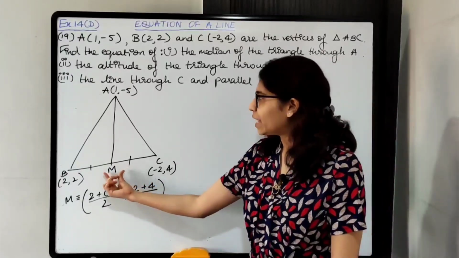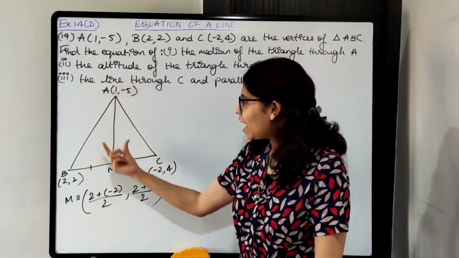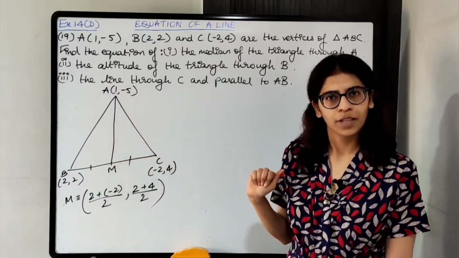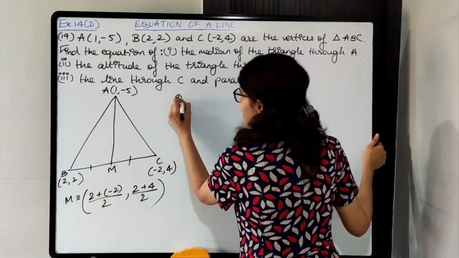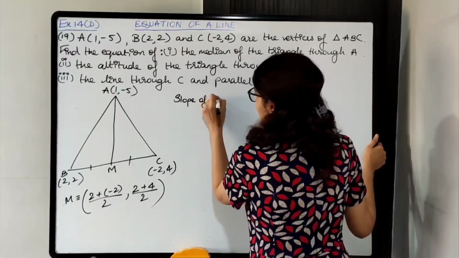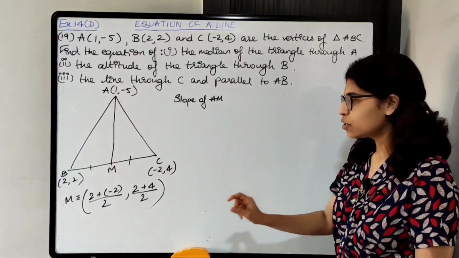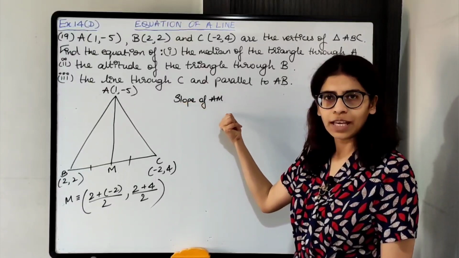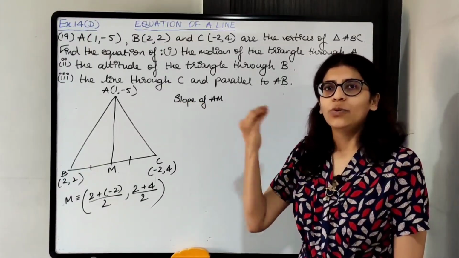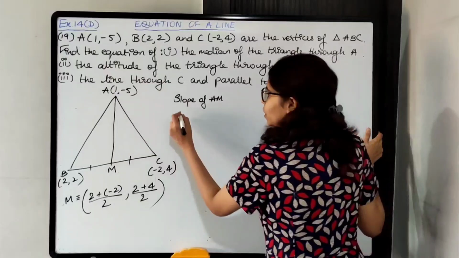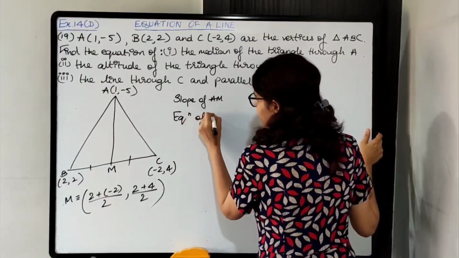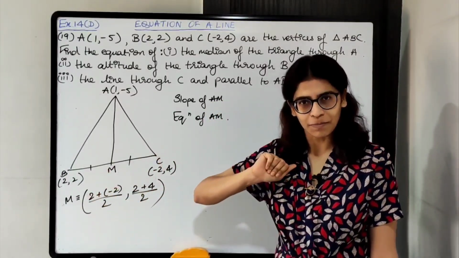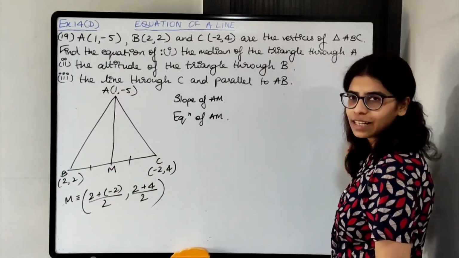Once you get M's coordinates, from the coordinates of A and M we can find the slope. We will get the slope of AM. So the next thing that we'll do is find the slope of AM. So the first thing is finding the coordinates of M using the midpoint formula. Second, slope of AM. Third is the equation. So we will find the equation of AM. For the equation only we found the slope. For that only we found the coordinates of M, right?